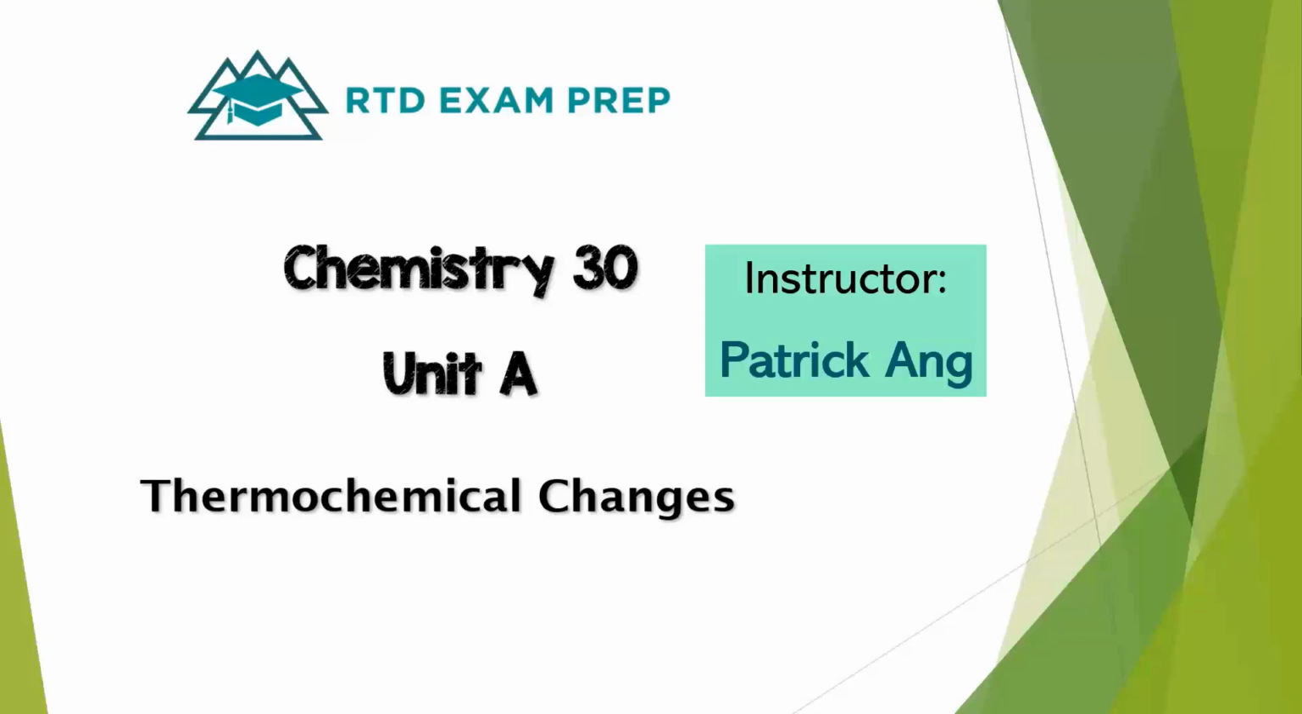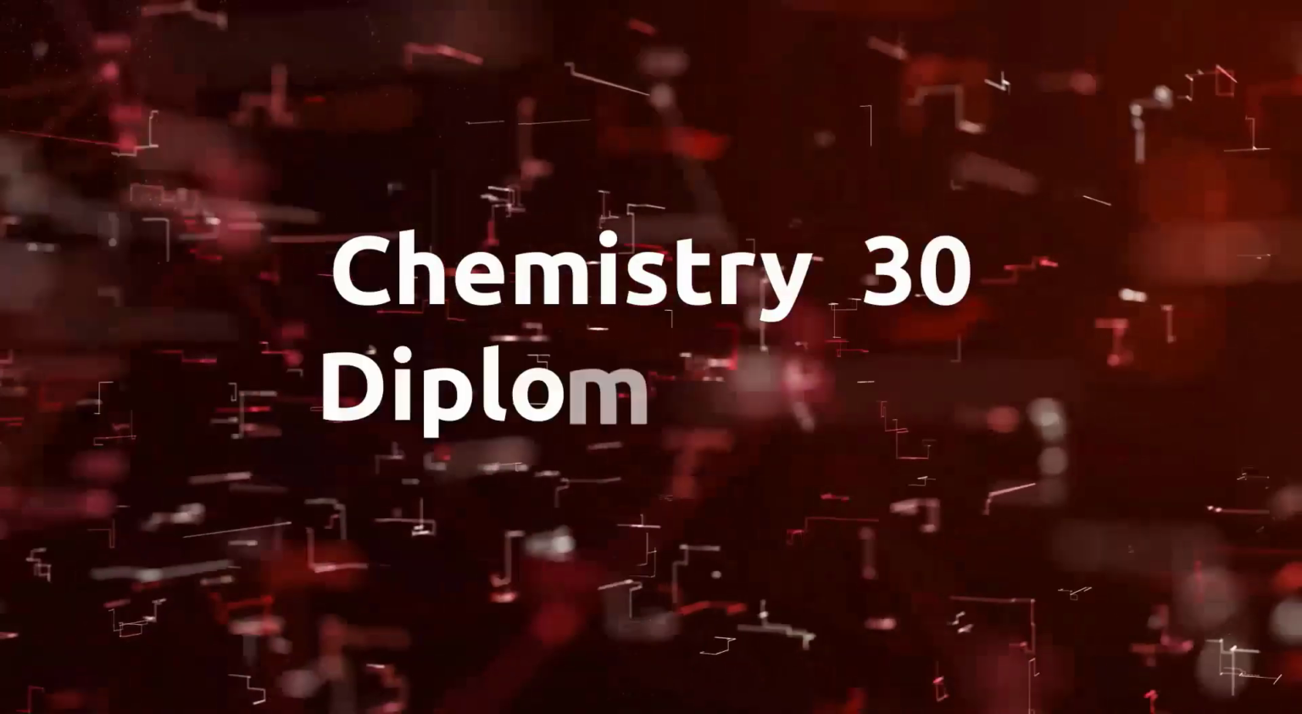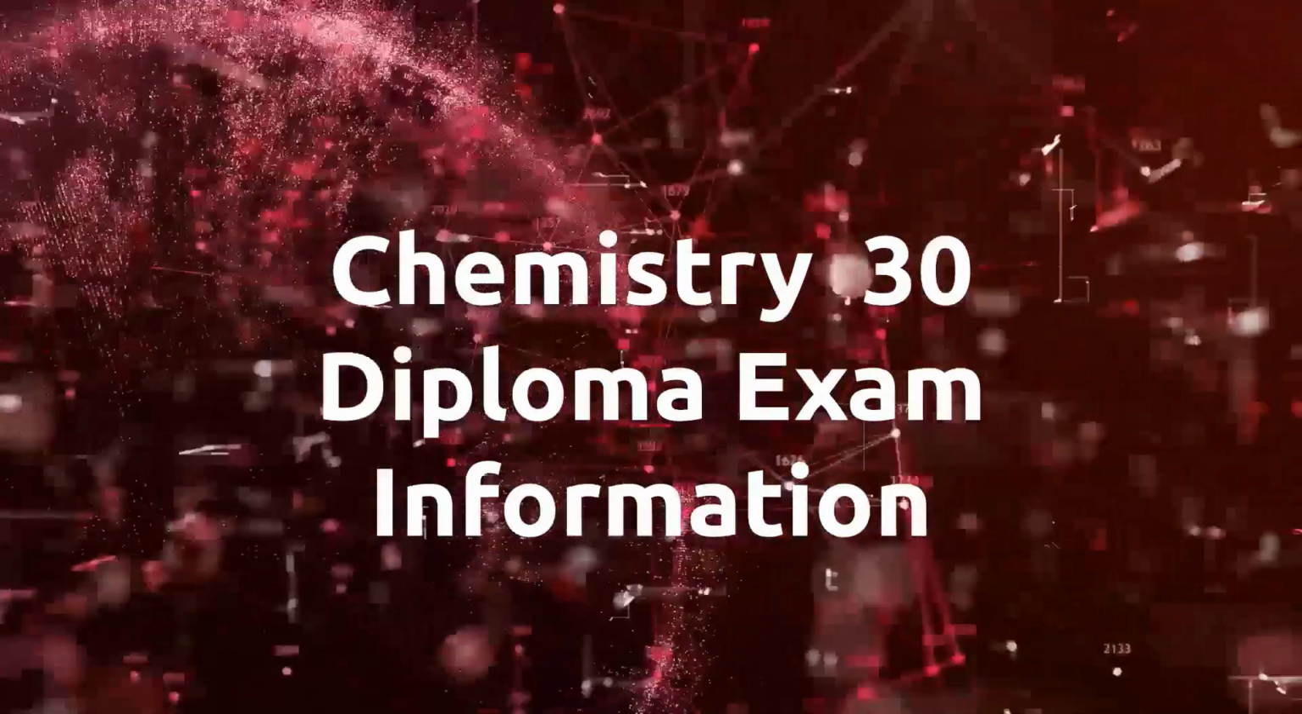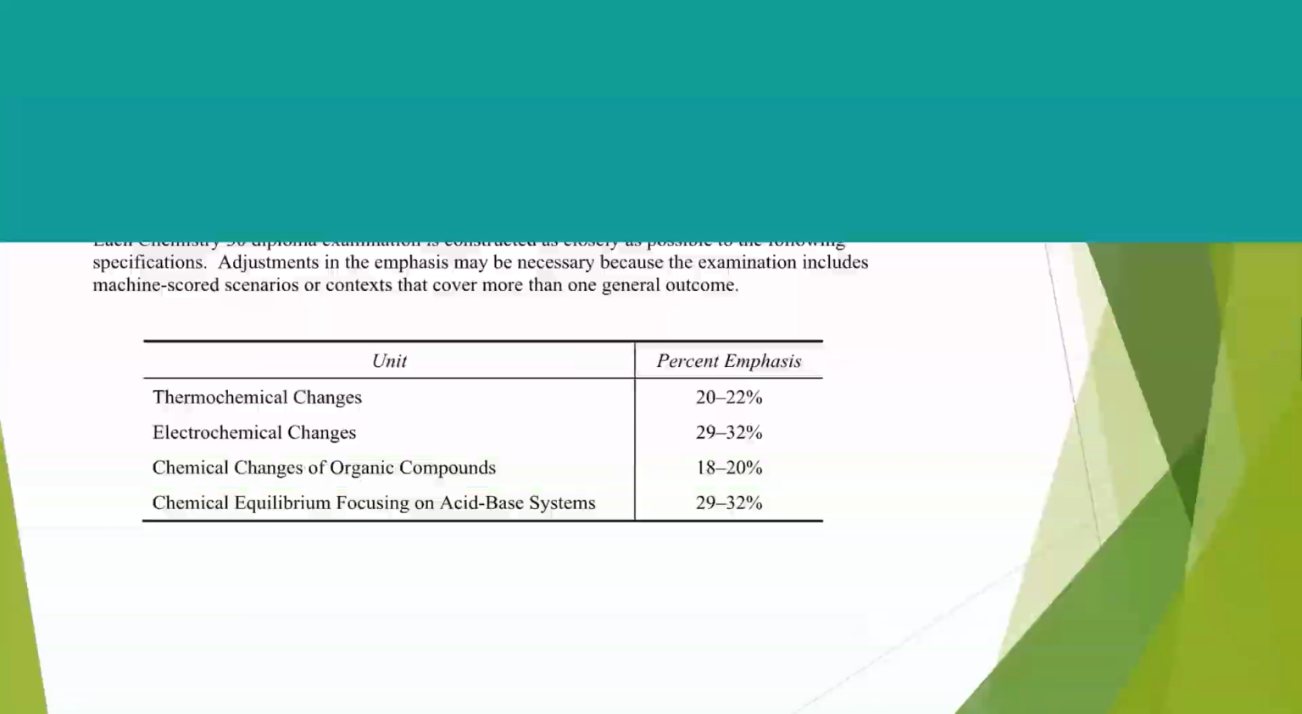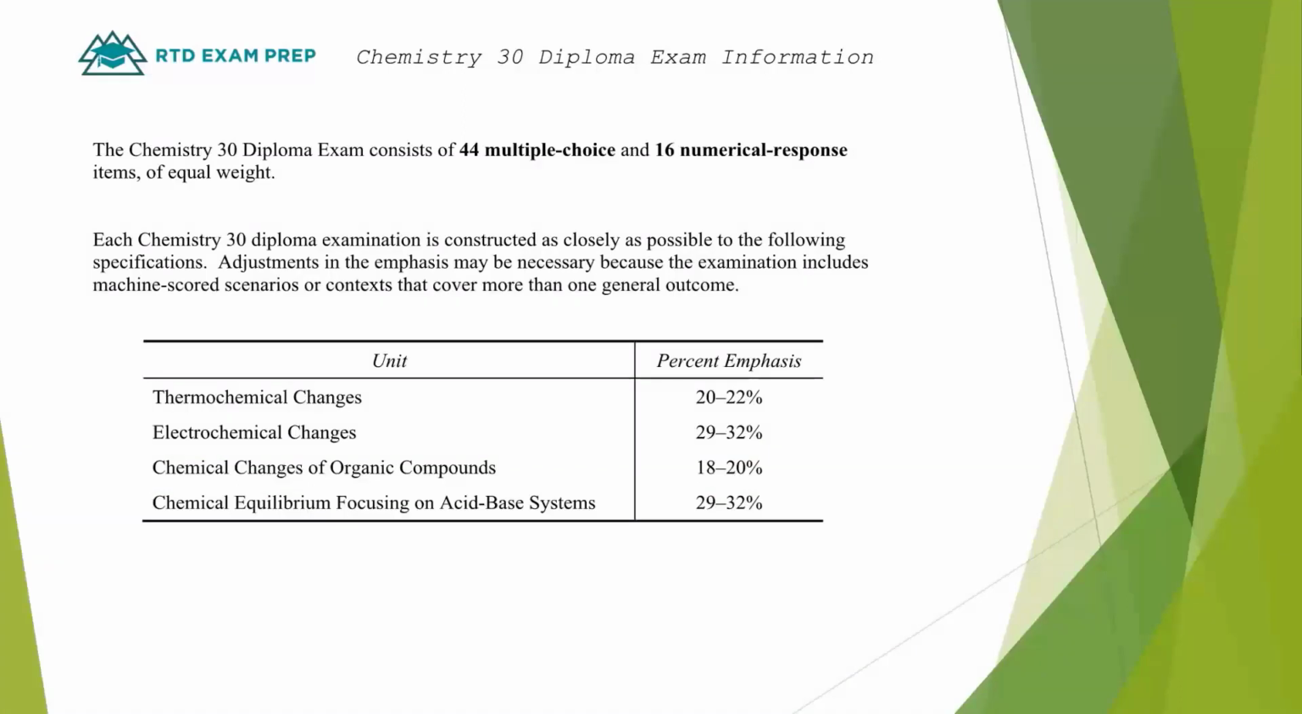Anyway, before we talk about our introductory unit, which is Thermochemical Changes, we should probably talk a little bit about what this diploma exam entails. The Chemistry 30 Diploma exam consists of 44 multiple choice and 16 numerical response items of equal weight. What this means is that your exam is going to be fully machine scored. You're going to be filling out a bubble sheet.